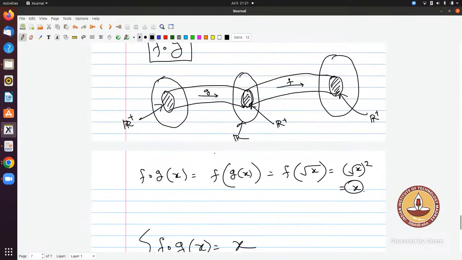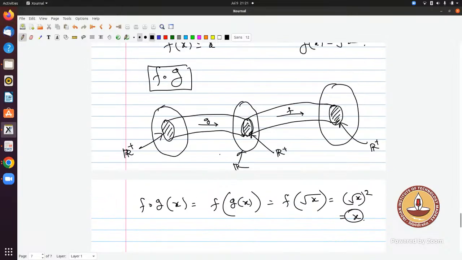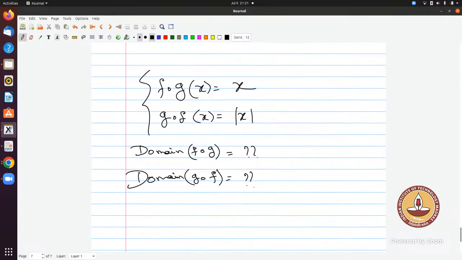So F compose G we have done right now. Domain means from where we are taking the input. So we are taking the input from R plus only, because G is defined on that. And once that is defined, then F is also defined, so I can apply F on that. So the domain of F compose G is basically R plus.